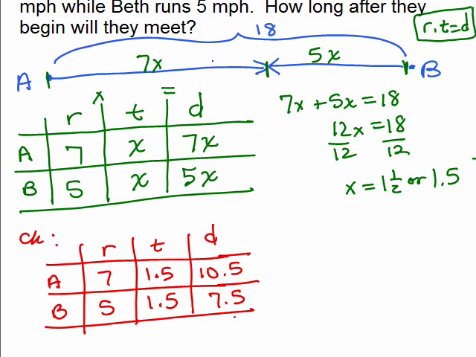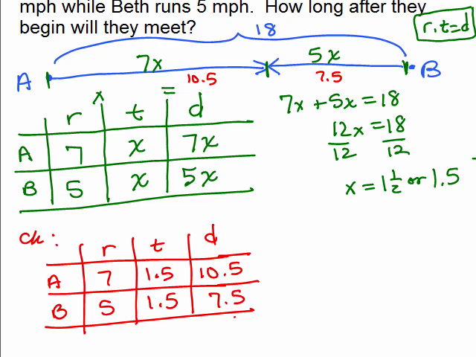You can go back up here. This is 10.5 miles, 7.5 miles. Well, does that mean they ran a total of 18 miles? Certainly, because 10.5 plus 7.5 is 18 miles.